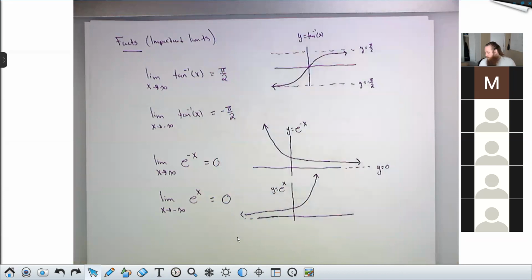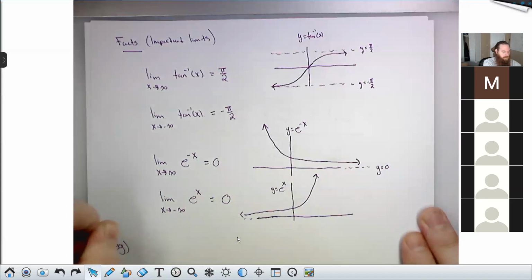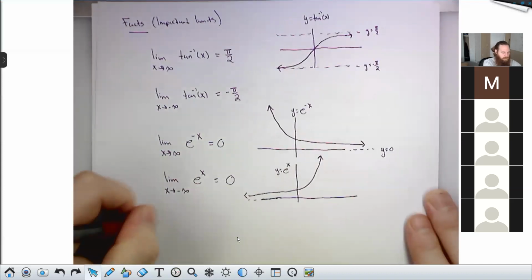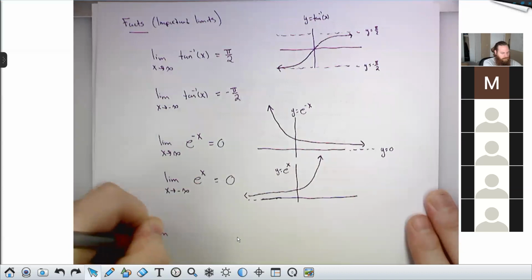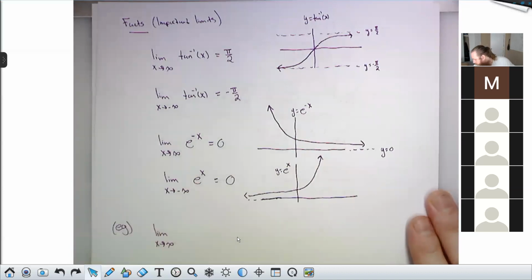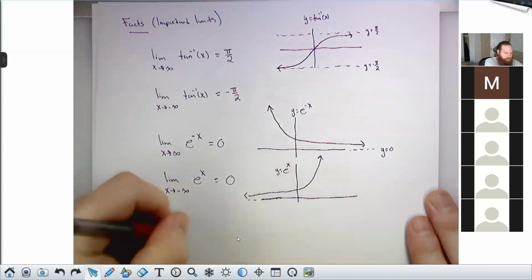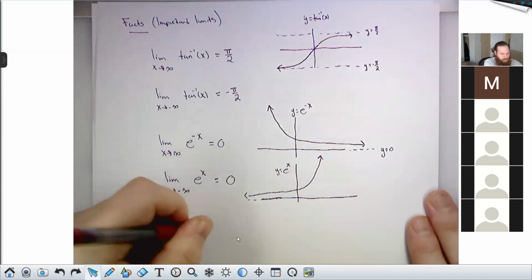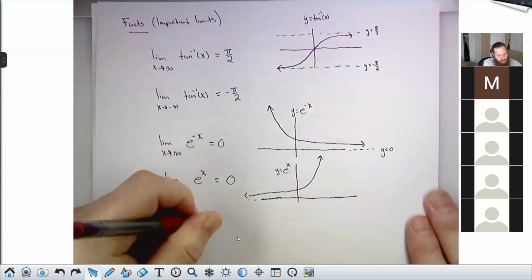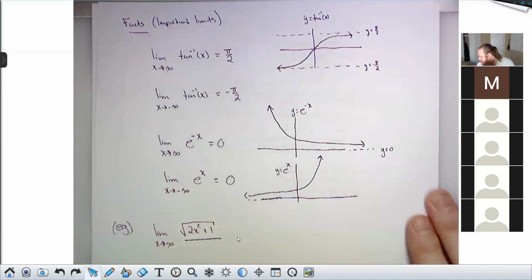Now, before I let you go, I do want to show you one harder example where we use that renormalization trick, but we have to use it carefully. So before we go, one last example. I'll leave these up here as long as I can. I want to find the limit as x goes to positive infinity of the square root of 2x squared plus 1, all divided by 3x minus 5.